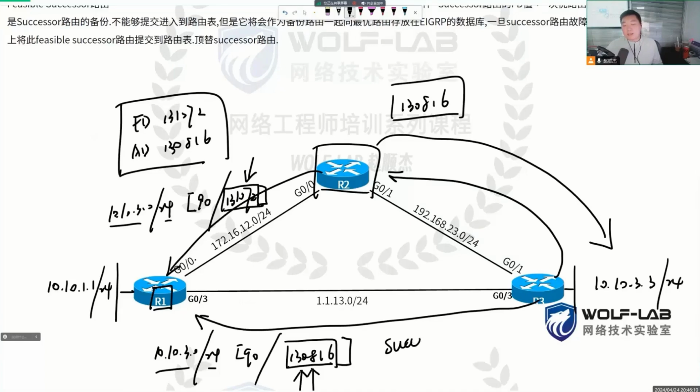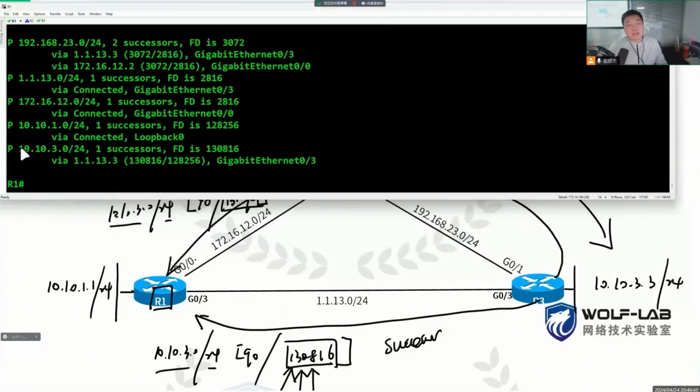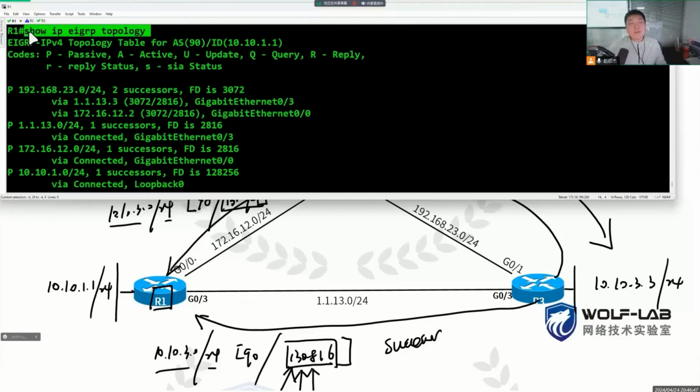FD and AD, the smallest FD value below us is our successor route, while above, we see if it meets the conditions of a feasible successor route, requiring the AD value 130816 to be less than our FD value 130816. They are equal, not less than. So when the AD value equals my FD, it means for R2, in fact, we can't switch over. It doesn't meet our feasible successor route conditions. We haven't put it into our topology table.